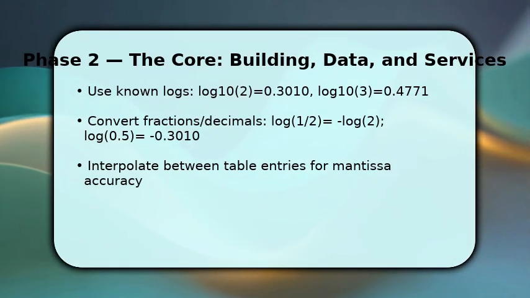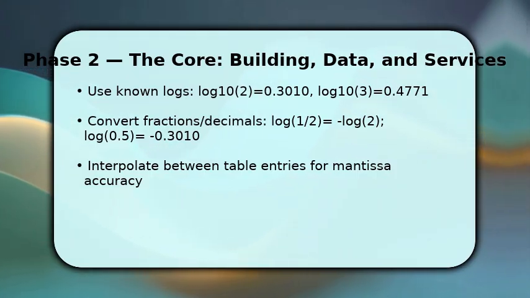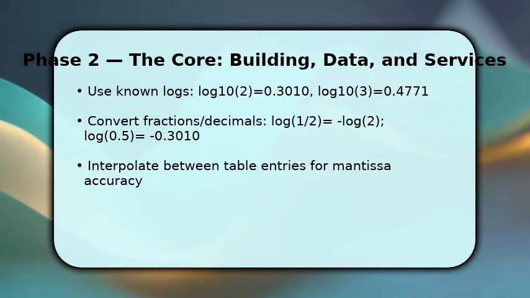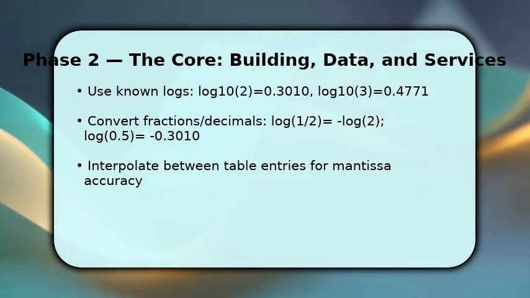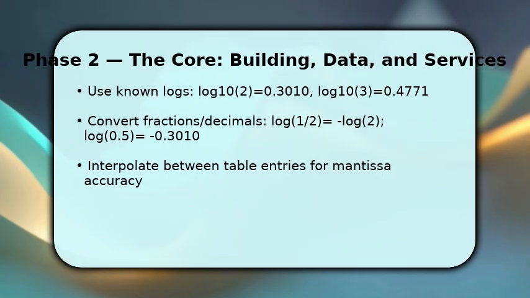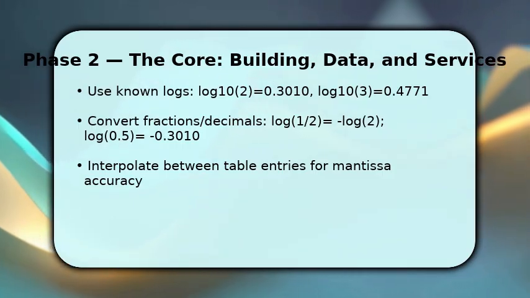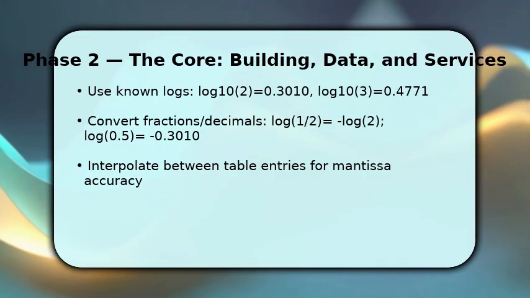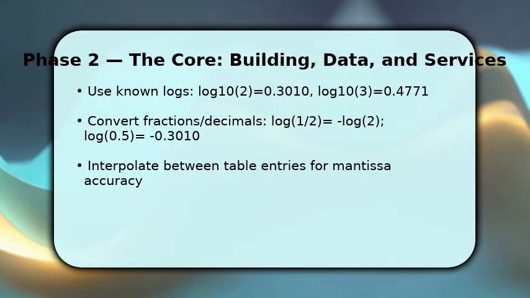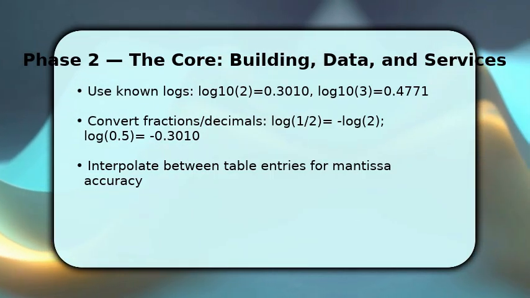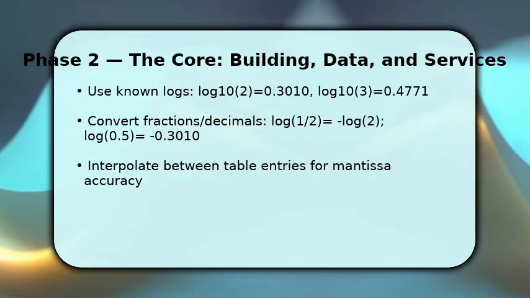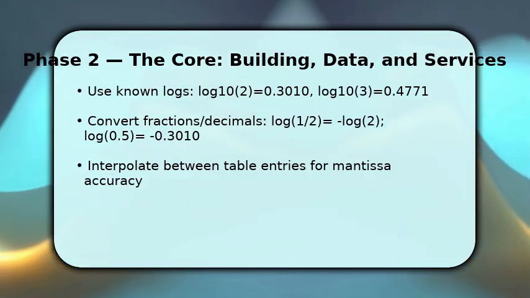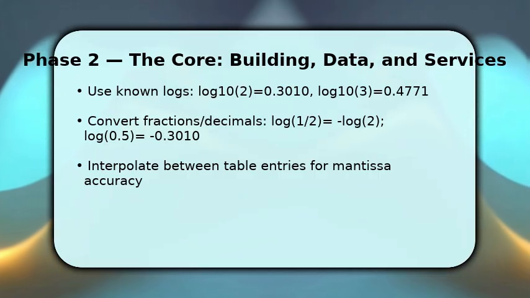You use memorized constants. For example, log base 10 of 2 equals 0.3010 and log base 10 of 3 equals 0.4771, and express factors as powers and reciprocals. This handles decimals quickly. Once you have a mantissa between table entries, interpolate linearly using the difference and your fractional position to improve precision. Also, convert negative powers into negatives of known logs when needed.